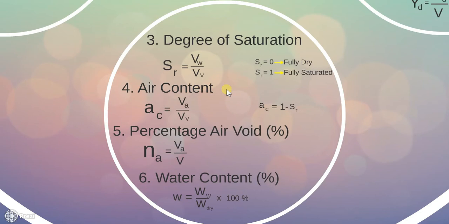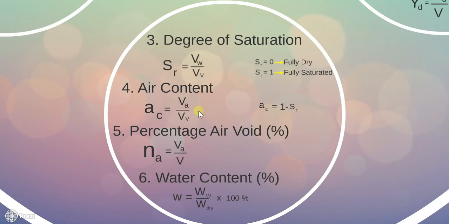It is defined as the ratio of the volume of air to the volume of voids. Air content is denoted by small a with suffix small c. Its equation is Ac is equal to Va by Vv.